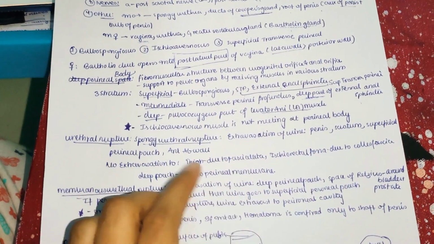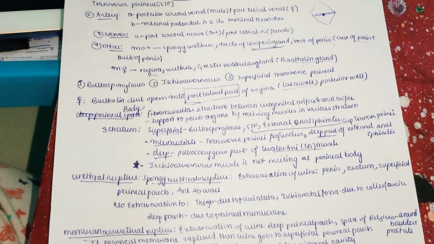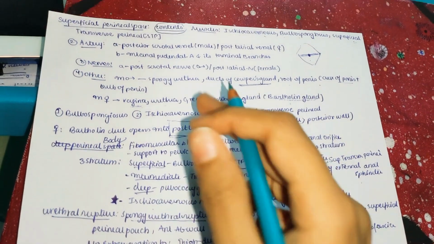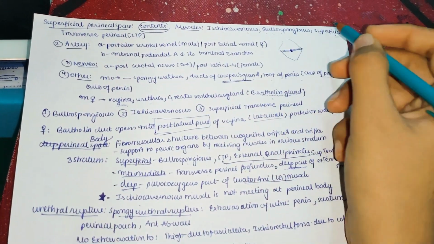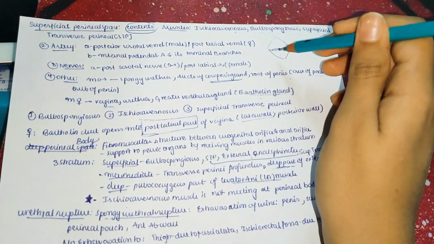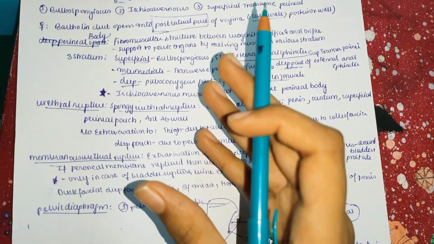Okay. Next, ischiocavernosus muscle is not meeting at perineal body. This is a very important point. Ischiocavernosus, you know, is a superficial muscle, but it is not present in the perineal body. Only bulbospongiosus and superficial transverse perineal are involved. Okay. Next, urethral rupture. So what happens if urethra ruptures?